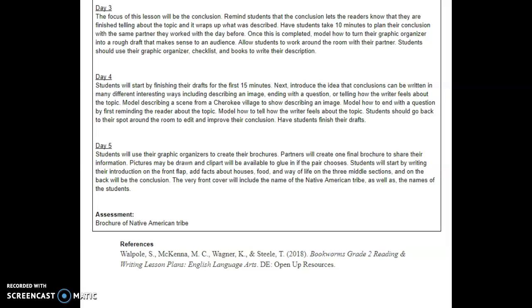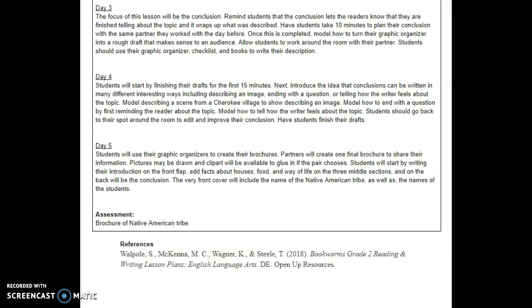Students will start by writing their introduction on the front flap, so after you open it up, there's one flap there, and then when you open it all the way, there's 3 sections side by side, and that's going to be where they're going to add facts about houses, food, and way of life. And then when you flip it over, the back's going to be the conclusion. And then the very front cover should be done last, and it's going to include the name of the Native American tribe and the names of the students.